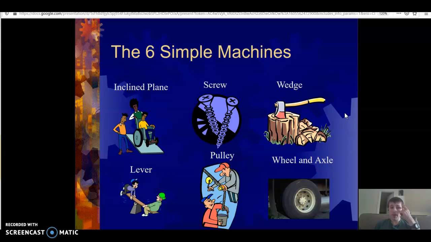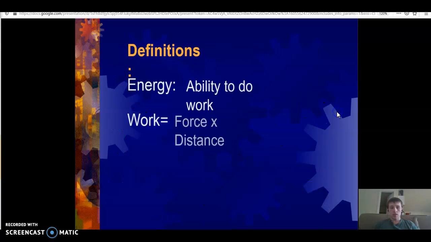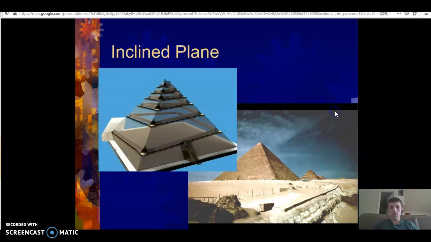The next topic is the 6 simple machines. There's a lot to cover here. We have the inclined plane, the screw, the wedge, the lever, the pulley, and the wheel and axle. And we'll cover them in that order. These are things we've already looked at.